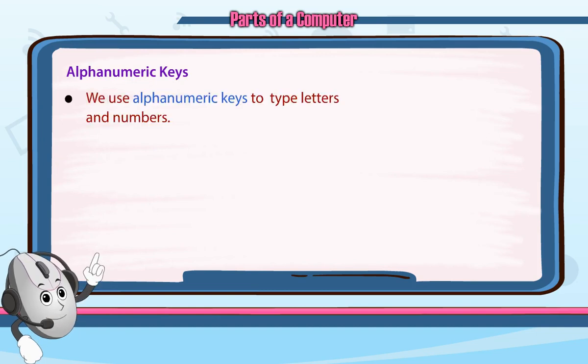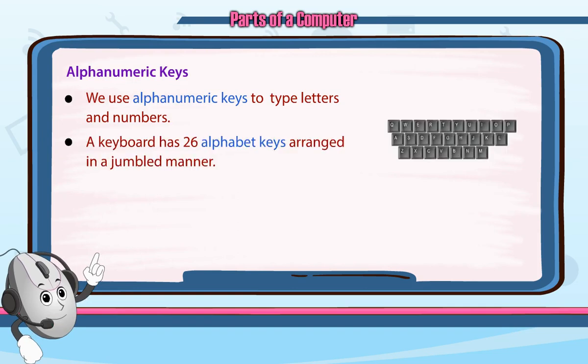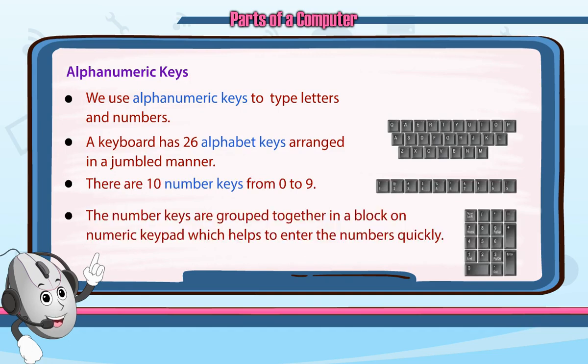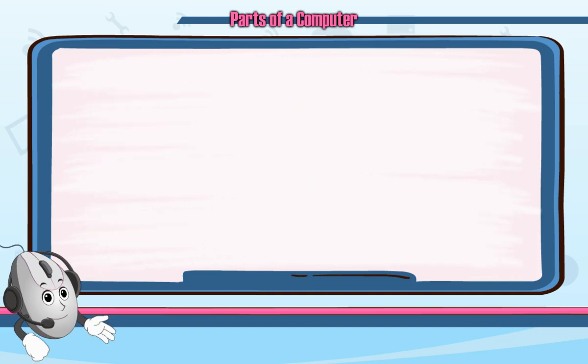Alphanumeric keys. We use alphanumeric keys to type letters and numbers. A keyboard has 26 alphabet keys arranged in a jumbled manner. There are 10 number keys from 0 to 9. The number keys are grouped together in a block on the numeric keypad, which helps to enter the numbers quickly.